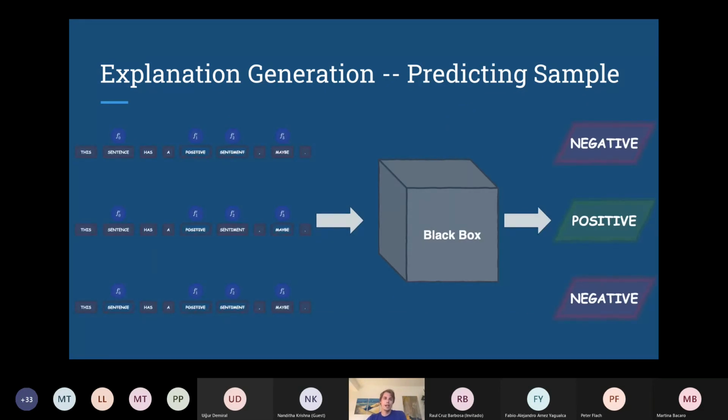Once we generate a binary sample, we recover our original representation. So we regenerate the sentences with some of the tokens removed, and we feed this through the black box and see what happens, whether it's still a positive sentiment for variations of this sentence or a negative sentiment.